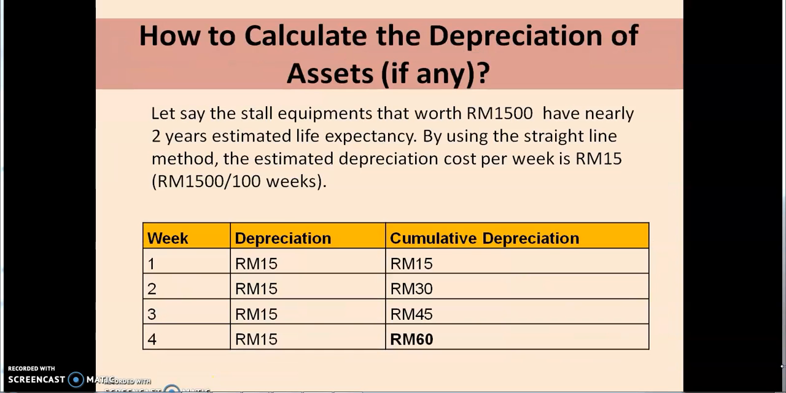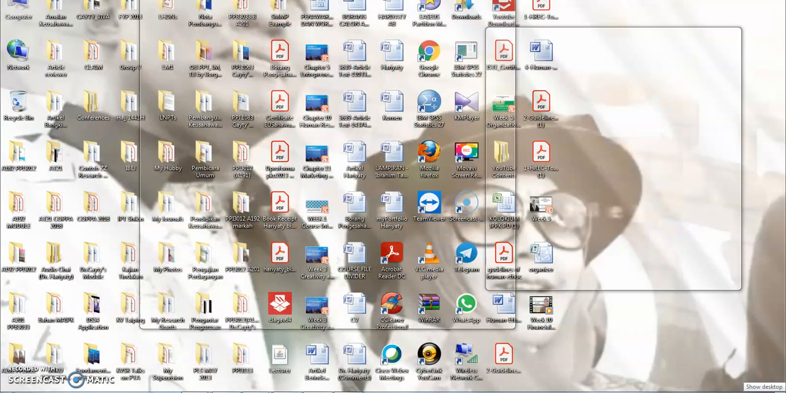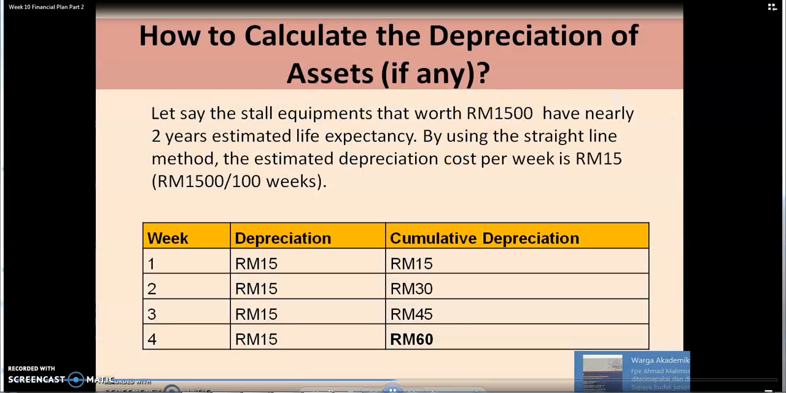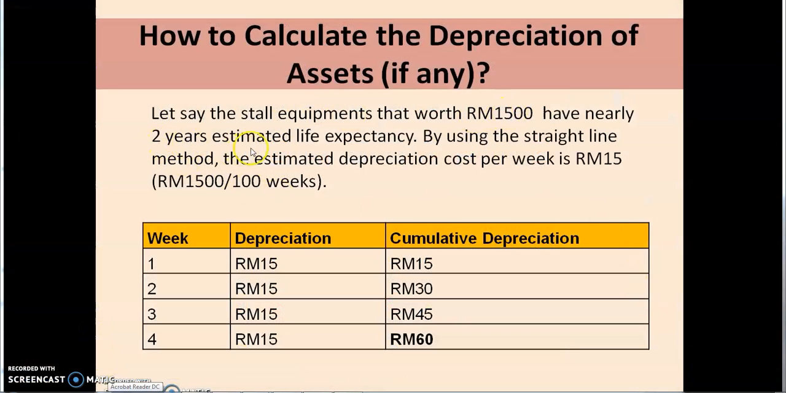And how do you want to calculate the depreciation of the assets? In this kind of burger kiosk business, you have a burger kiosk, right? Let's say the stall equipment or the kiosk that is worth RM1,500 has nearly 2 years estimated life expectancy. So by using the straight line method, the estimated depreciation cost per week is 15 ringgit. We got this 15 ringgit amount by dividing RM1,500 over 100 weeks.